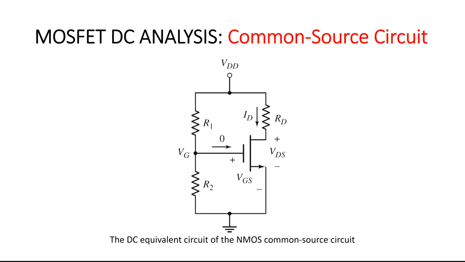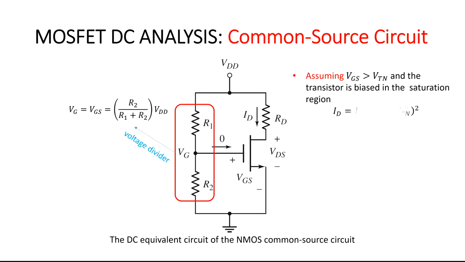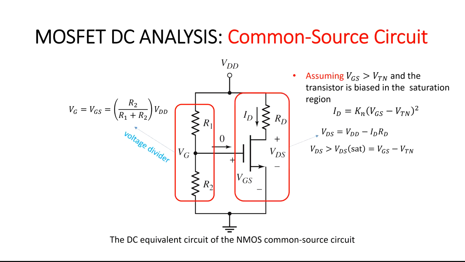Since the gate current into the transistor is zero, the voltage at the gate is given by a voltage divider. Assuming that the gate to source voltage is greater than the threshold, the transistor is biased in the saturation region and the drain current is introduced. Then the drain to source voltage is calculated. Finally, the power dissipated in the transistor is given.